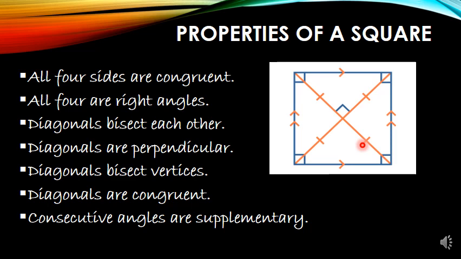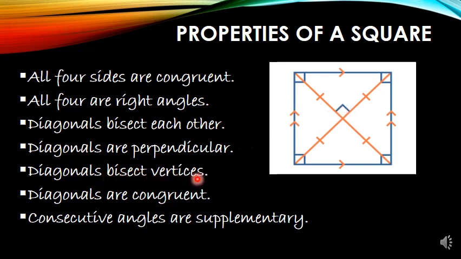This is a special property of a square. Diagonals are perpendicular to each other. What do you mean by perpendicular? The line segments stand on each other in such a way that it forms 90 degrees on both the sides. So the diagonals intersect each other in such a way that it forms a 90 degree angle.